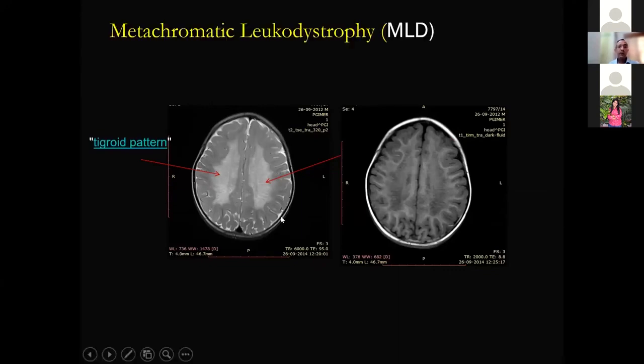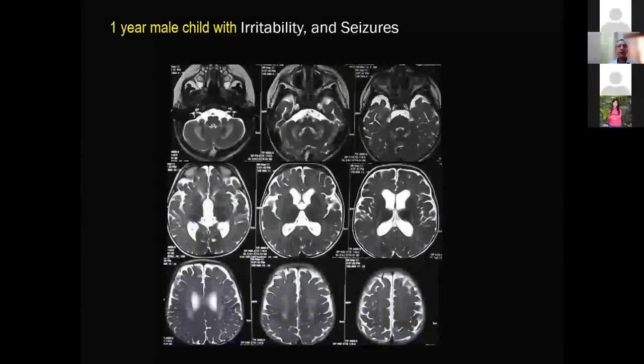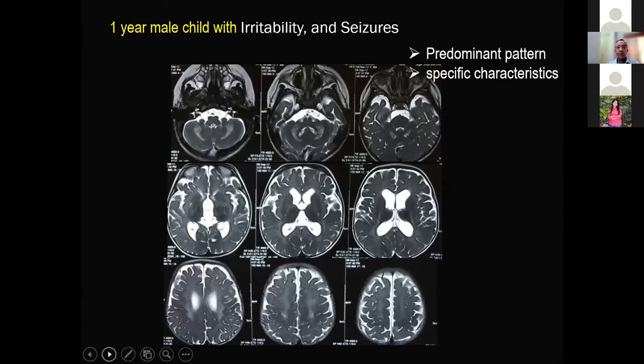So the diagnosis is metachromatic leukodystrophy. Another case, a male child with irritability and seizures. Look for the predominant pattern or the specific characteristics. Again, here there is a bilateral symmetrical involvement of the white matter. In addition, there is involvement of the cerebellar white matter and corticospinal tract.